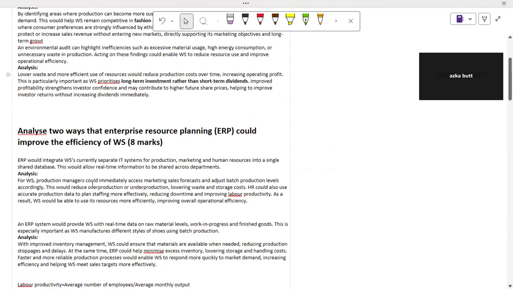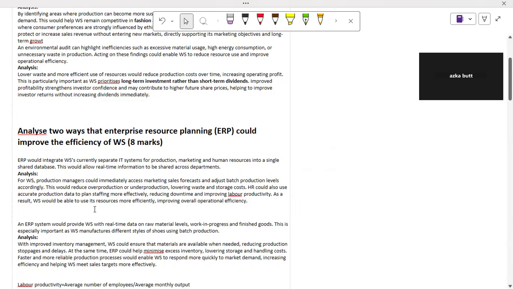Next question was: analyze two ways that enterprise resource planning, ERP, could improve the efficiency of WS. First of all, students, you should write the definition of the ERP. ERP would integrate WS's currently separate systems for production, marketing, and human resources into a single shared database. And this would allow real-time information to be shared across departments.